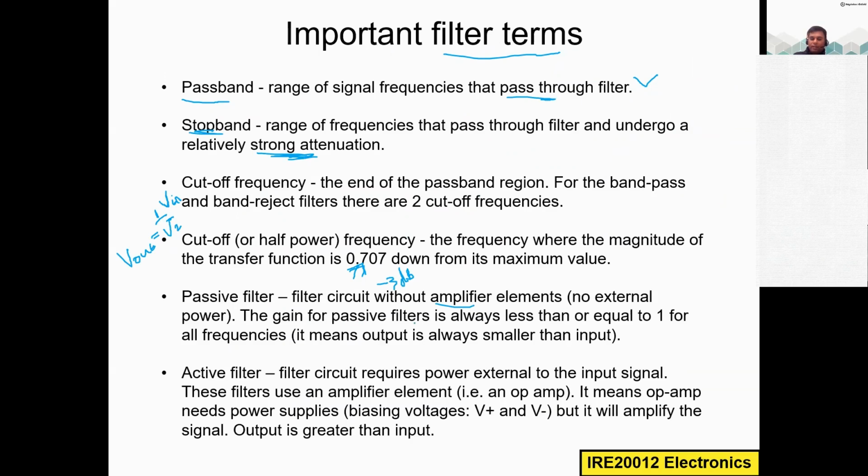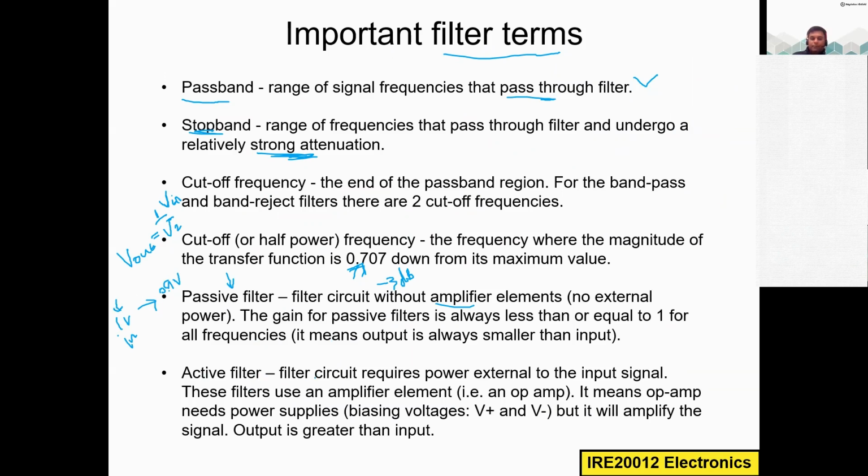And the gain for passive filters is always less than or equal to 1 for all frequencies. So because it does not amplify anything, this is using only the passive elements. So if you apply for example, 1 volt at the input, at the output, you will get maybe 0.9 volt or 0.8 volt. So you will always get the output which is less than the applied input. We are talking about the magnitude. We are not talking about the frequency here.